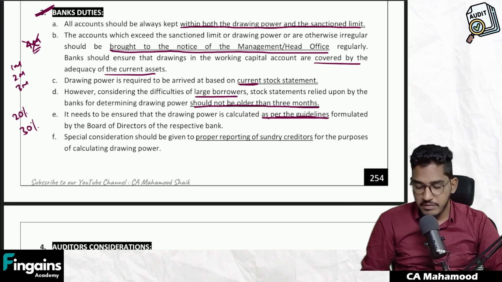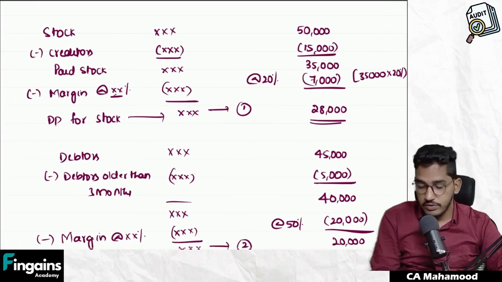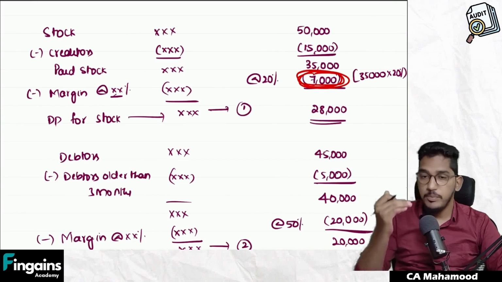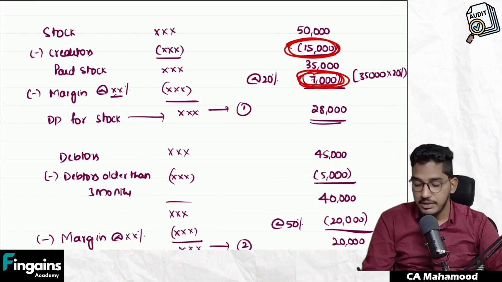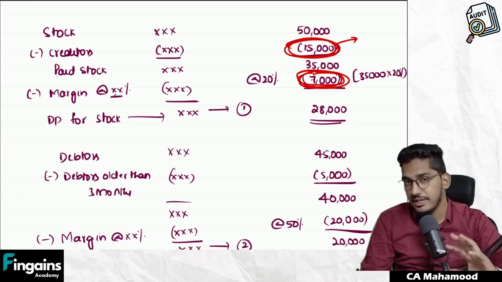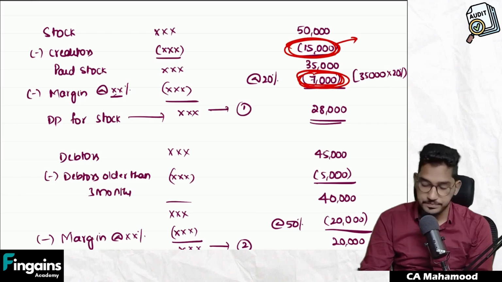And special consideration should be given to proper reporting of sundry creditors for the purpose of calculating drawing power. See, what some borrowers will do, in order to get more drawing power, is try to report a lesser amount of creditors. Why? Because if you report a lesser amount of creditors, you will have more amount for drawing power. So some borrowers will try to play these cheap tricks. So special attention should be paid to know whether sundry creditors are reported correctly or not. They should not be underreported in order to get extra drawing power. Bank should make sure that sundry creditors are correctly reported.